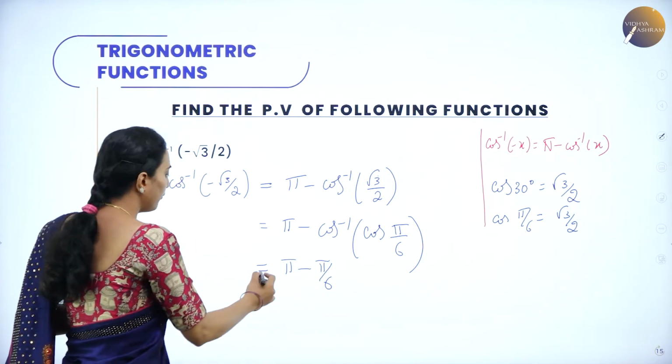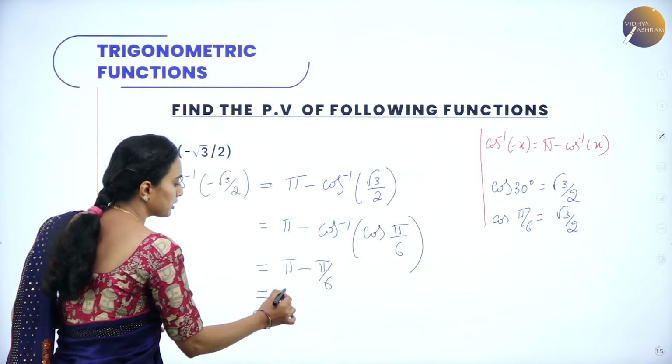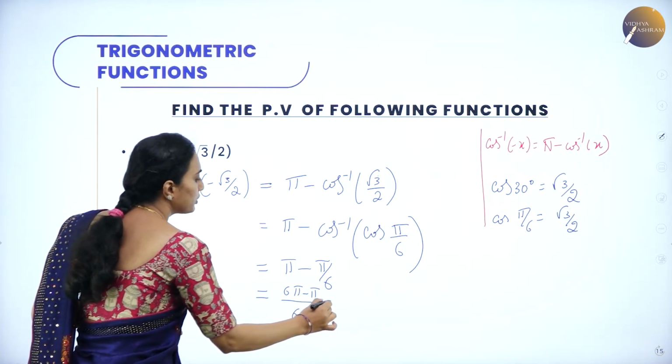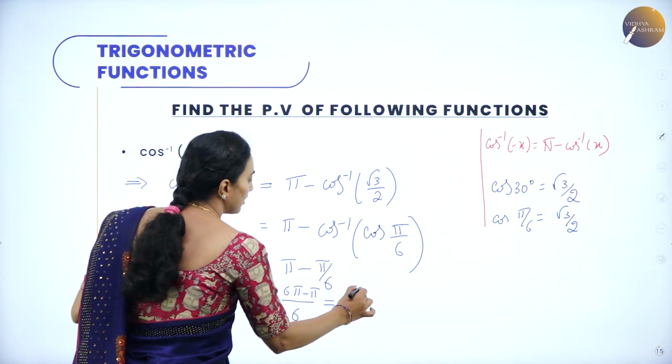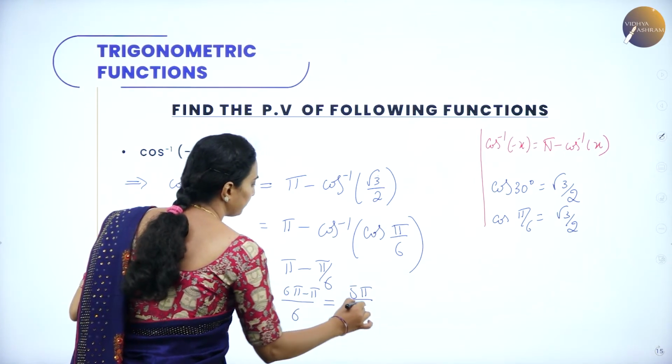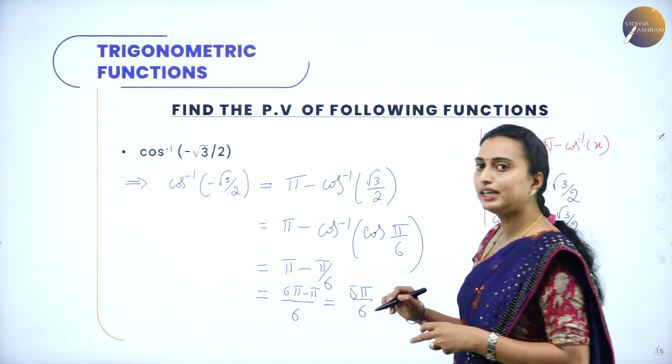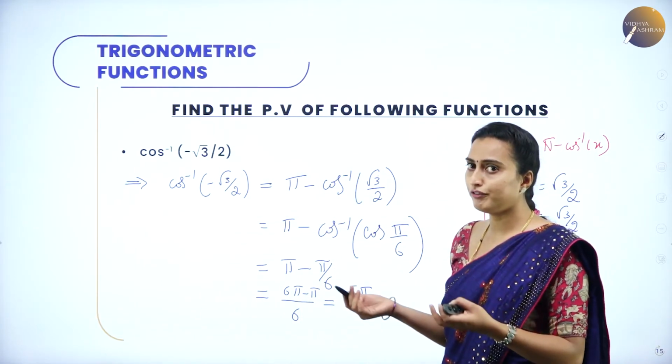Correct? So therefore pi minus pi by 6, taking the LCM 6, is 6 pi minus pi divided by 6, which will be equal to 5 pi by 6. Now what is pi by 6? Pi by 6 is 30 degrees. What is 30 degrees into 5? 5 threes are 150 degrees. Correct?